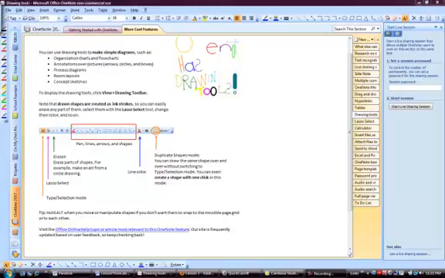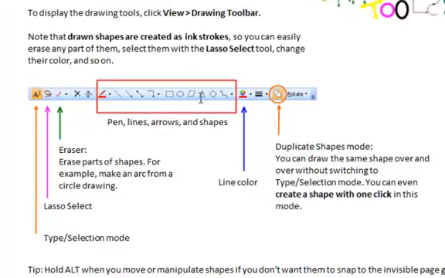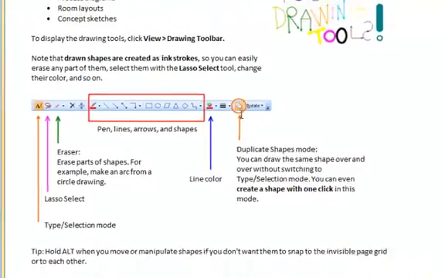Note that the drawn shapes are created as ink strokes, so you can easily erase any part of them. Select them with the lasso select tool, change their color, and so forth. There are many different lines, arrows, and shapes that you can use, and you can change the colors and select and erase in many different ways. You can change the line color, the line thickness. You can duplicate shapes, especially if you're drawing many things over and over. This will save you from having to redraw them. Just do it with one click.